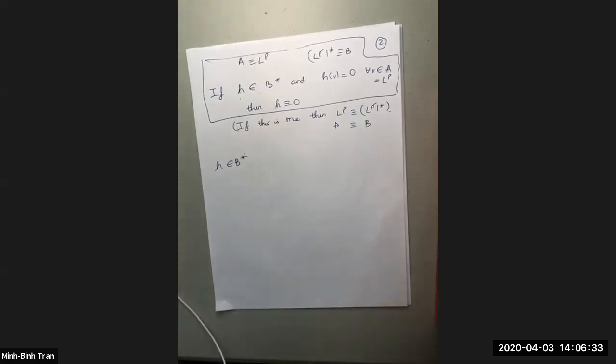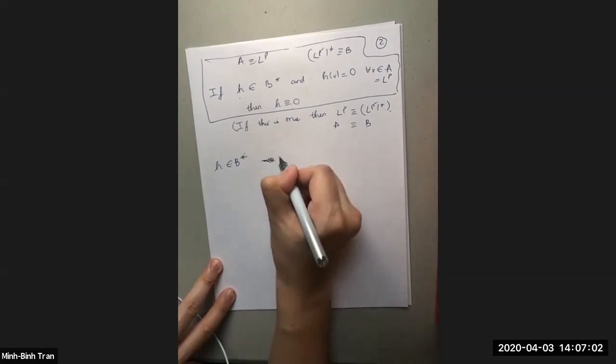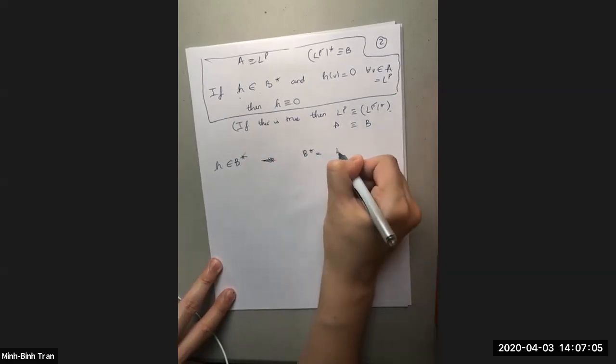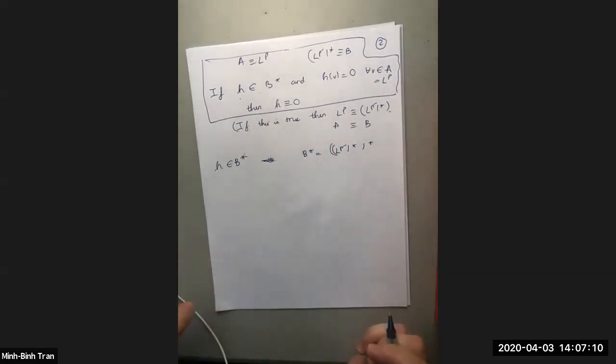What can I say about H? So H is in B*. Now, what is B*? B* will be (L^p')**, right? So what can I say about H?